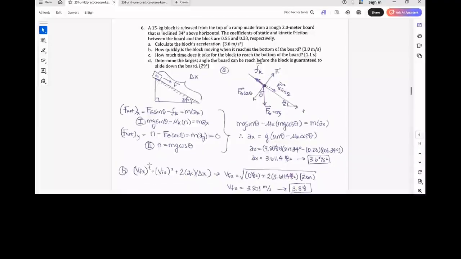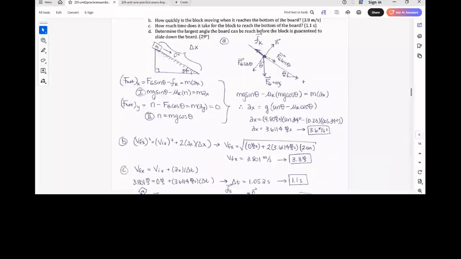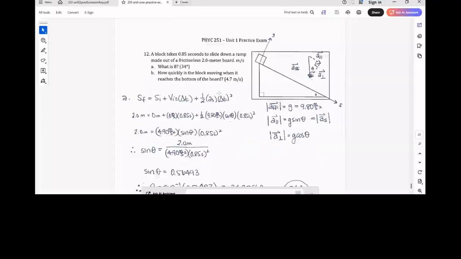So we have one real option here because we don't know anything about the amount of time that it takes for this block to get to the bottom of the board. So we can use the time-independent kinematic equation. V final x is our unknown. V initial x we know is 0. And ax is something that we just calculated. So if we use that with the length of the ramp which we were given, we do indeed get a final velocity that's smaller than the previous one. The previous one being 4.7 meters per second.